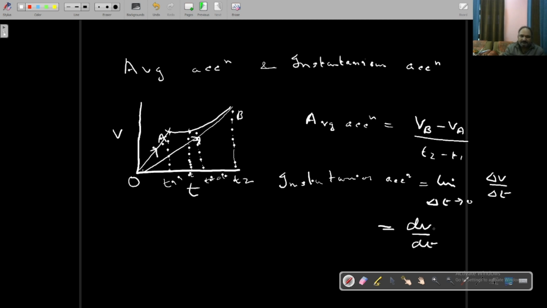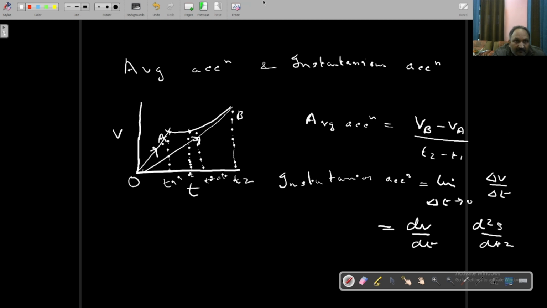Okay. Or we can also write it as the double derivative of displacement. Okay. Now one interesting part is that in the VT curve, the area under the VT curve gives the total displacement. Okay. Now we are clear with average acceleration, instantaneous acceleration, and average speed and instantaneous speed.